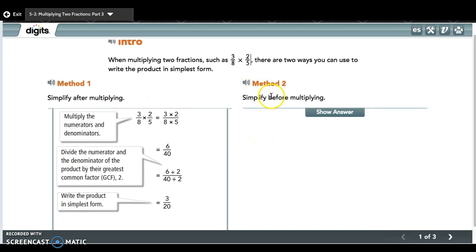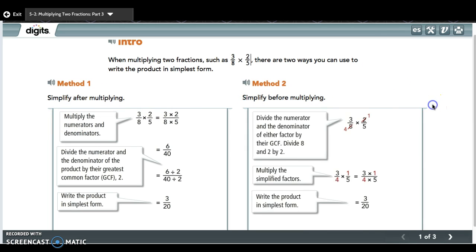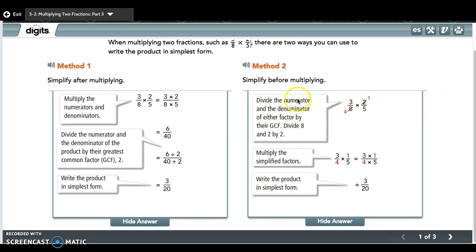All right. Method 2 would be to simplify before multiplying. Method 1 is simplify after. Method 2 is simplify before. So how would you do that? Well, you can divide the numerator and the denominator by their greatest common factor. Divide 8 and 2 by 2.